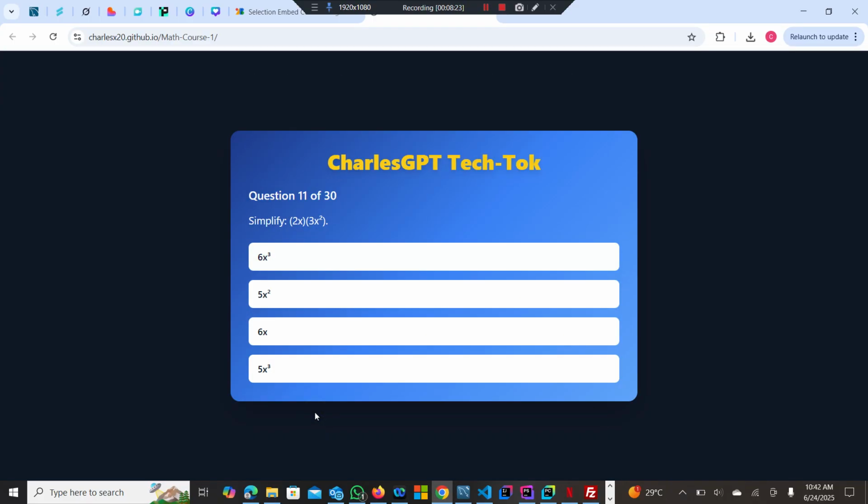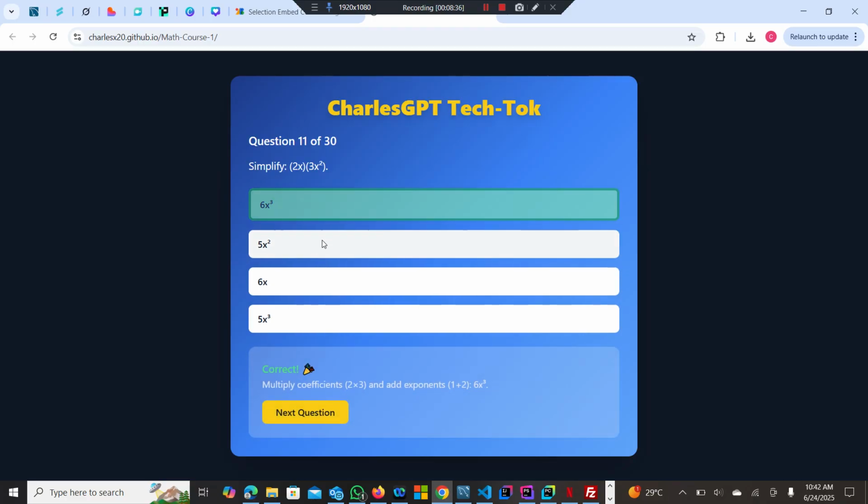So next, we say simplify 2x times 3x squared. Simplifying this would be 2 times 3 is 6, x times x raised to power 2 would be x raised to power 3, so 6x raised to power 3. You see a little bit of explanation: multiply the coefficients 2 times 3 and add the exponents 1 plus 2. It will now be 6x raised to power 3. Exponents is just this raised to power.